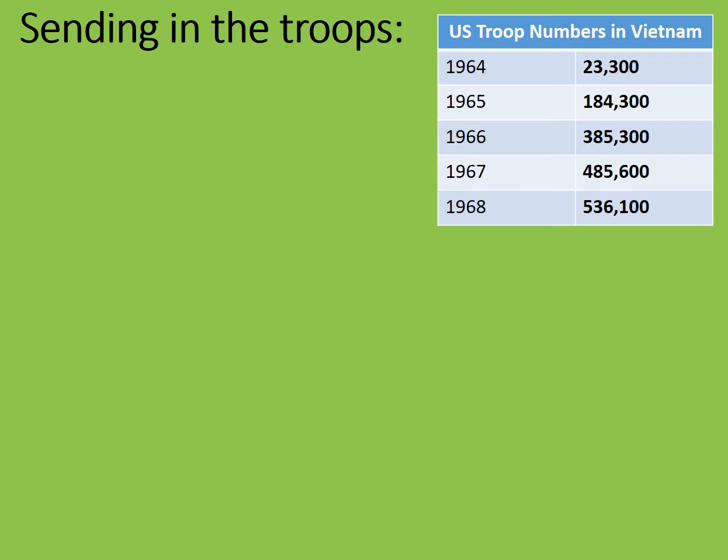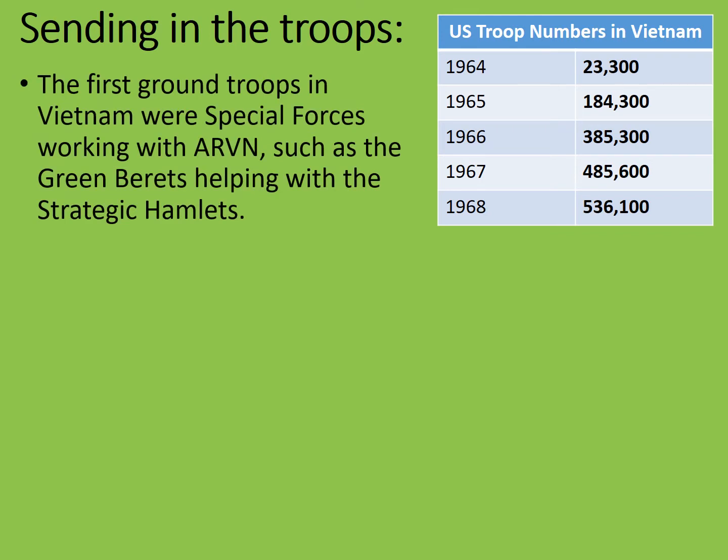We're going to consider now sending in the troops. First of all, look at the diagram in the top right. This table shows US troop numbers in Vietnam. Consider how they keep going up and up and up all the way through to 1968, by which point there are over 500,000 US soldiers in Vietnam. Quite incredible numbers.